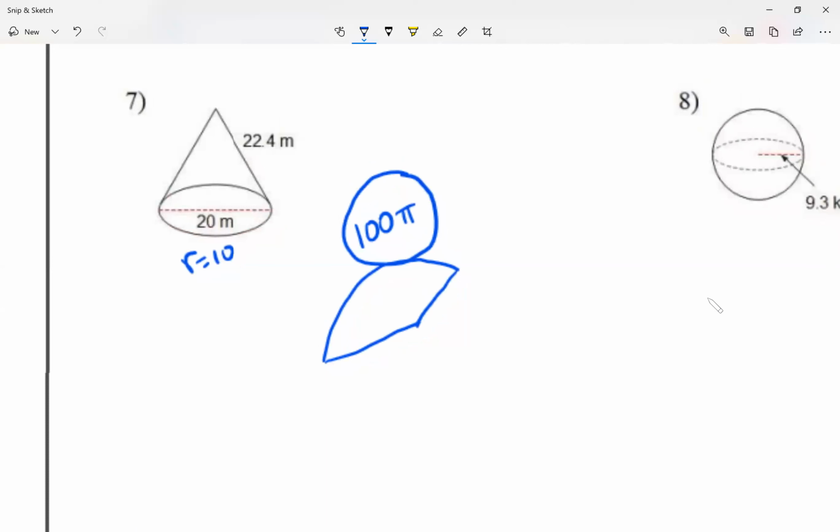Now, for the side at the bottom, using sector area, we come up with a formula, but I'm just going to go with the radius, which is 10. I'm going to multiply by this thing that we call lateral height, 22.4. Radius times lateral height.